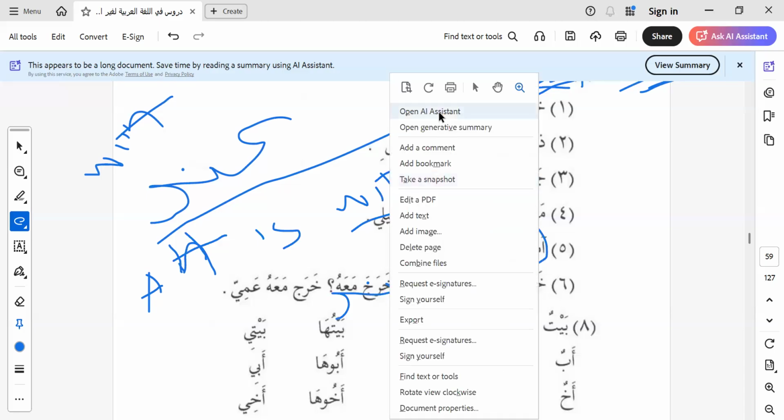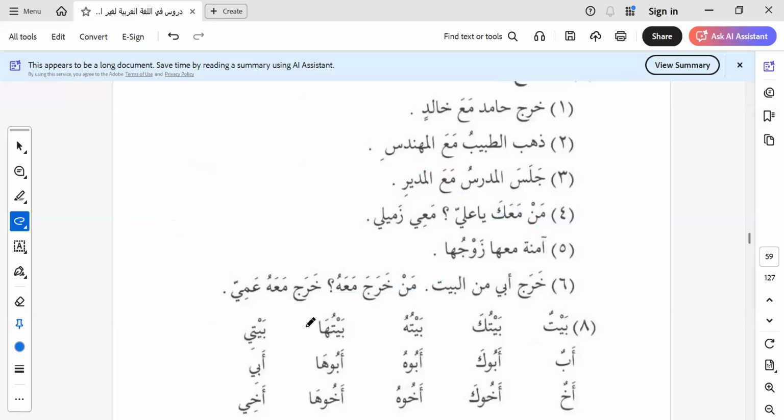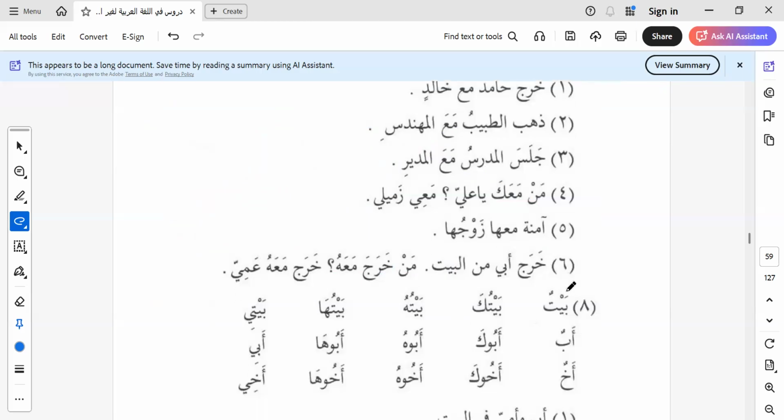وهي تسكن أو تعيش عند زوجها. She's living with her husband. You see the difference between the two now? She's with her husband. She's living with her husband. So that's the difference. So ma'a zawjuha. This ma'a is for company.